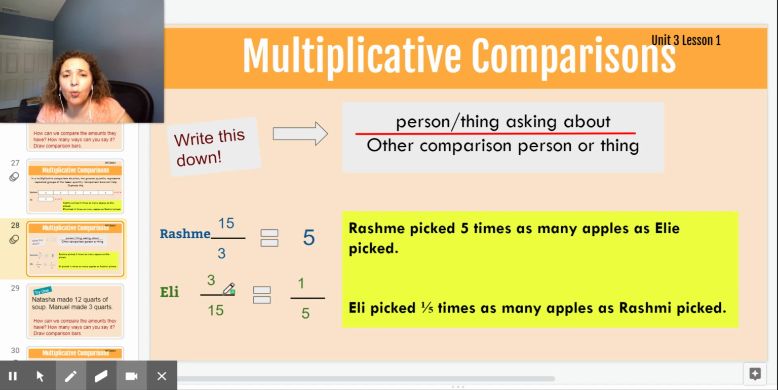And to compare Eli, who am I comparing? Eli, so Eli goes on the top, which is my 3. Who am I comparing it to? Rashim, which was my 15. 3 over 15, which is the same thing as 1/5, because remember, whatever I do to the bottom or the top, I got to do to the other. So I can simplify by dividing the top by 3 and dividing the bottom by 3. 3 divided by 3 is 1. 15 divided by 3 is 5. Remember, we did that in unit 1. So Eli picked 1/5 times as many apples as Rashim picked.